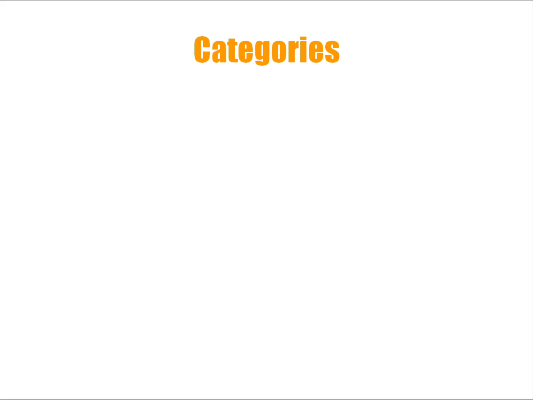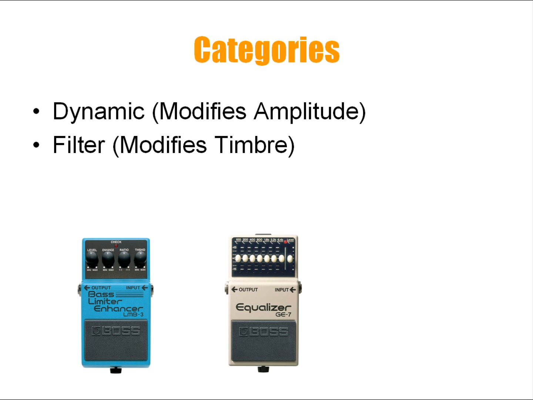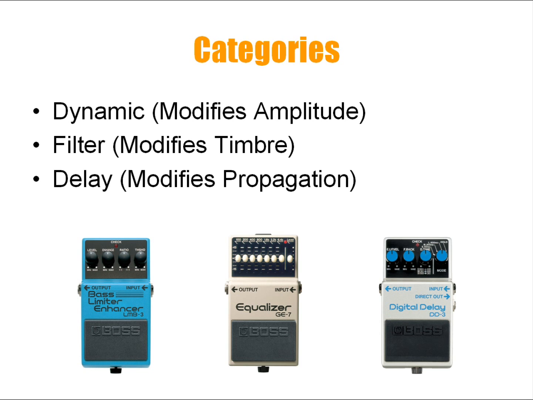So, there are basically three different categories of effects: dynamic, filter, as well as delay. Each of these types of effects actually modifies a different aspect of sound, and we will look at them individually.